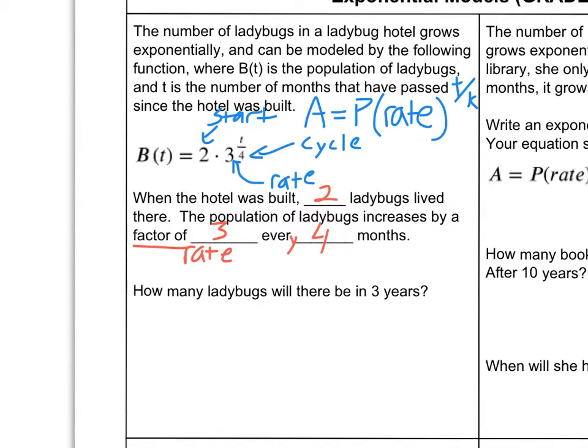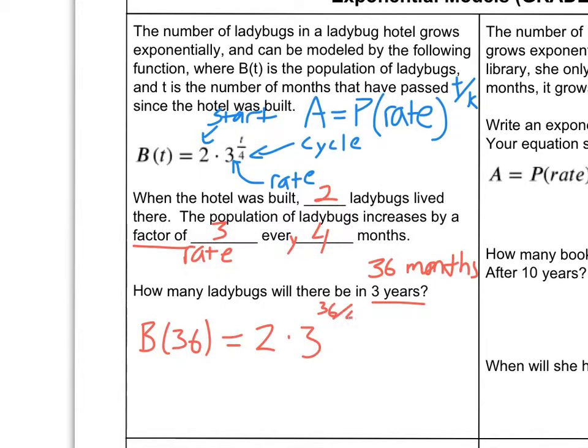To figure out how many ladybugs there will be in 3 years, the first thing I need to know is that 3 years and 4 months are not compatible numbers. I know that there are 12 months in a year, so this would be 36 months. I'm going to plug that in. So b of 36, that's what we're plugging in for t, is equal to 2 times 3 to the 36 over 4. That's going to be a really big number.